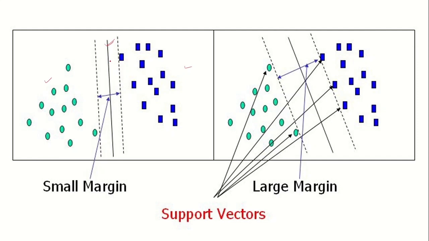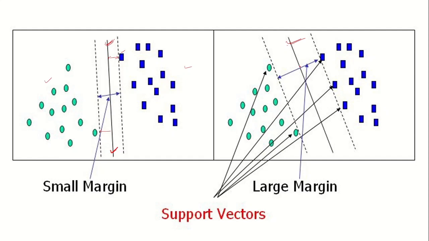The margin means the distance from our hyperplane to the nearest data point. Okay, that is this distance, and from this line to this one, so that should be equal on both sides. So when we take this line as your separating line, that will give you a smaller margin. Okay, and if you consider this line as a separating line between these two classes, we get a larger margin.